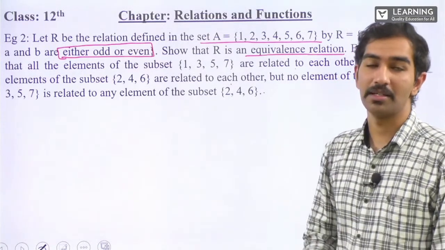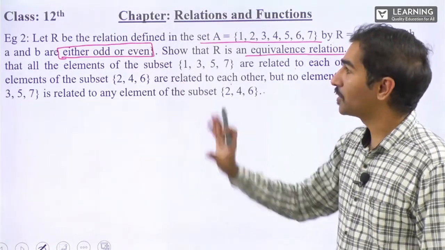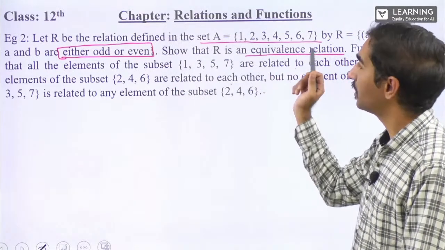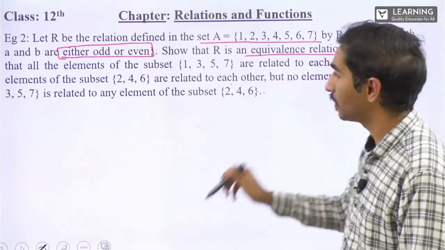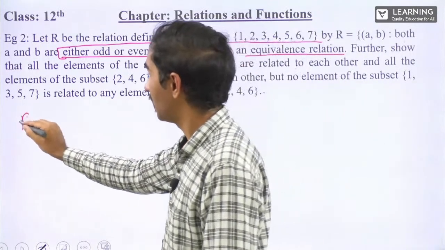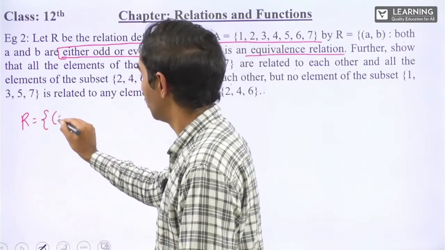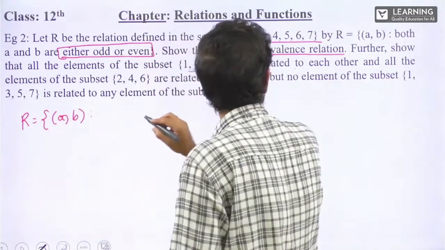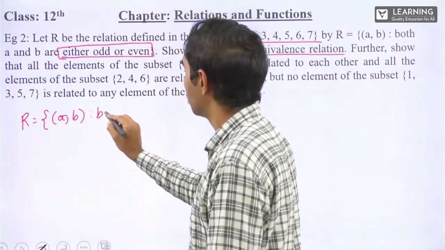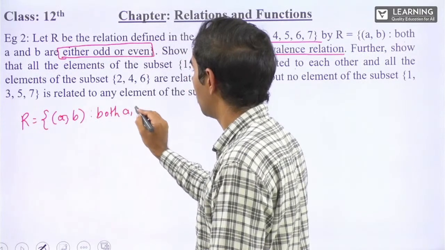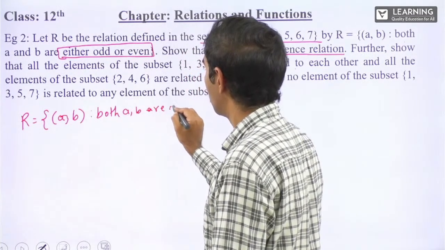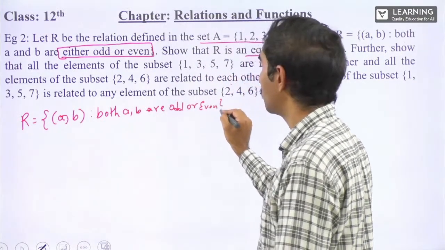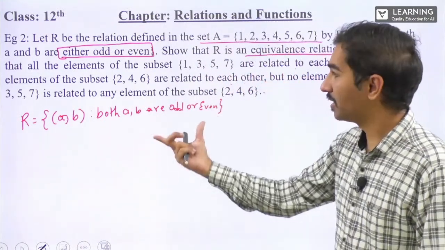I'll explain what that is. Okay, so we are going to solve this question. Set A is given as 1, 2, 3, 4, 5, 6, and we have to prove that the relation R is equal to (A, B) such that both A and B are odd or even. So this is the given relation.